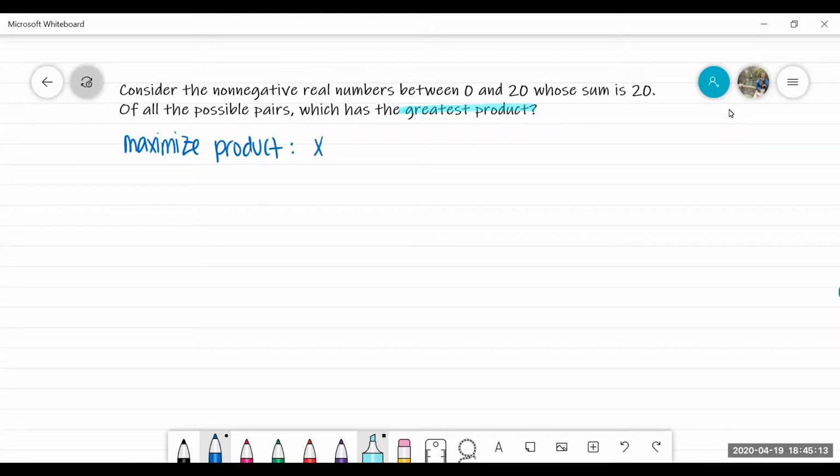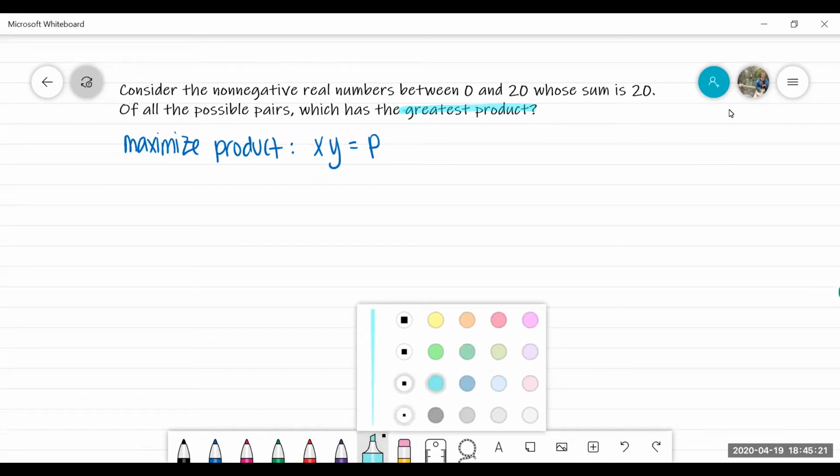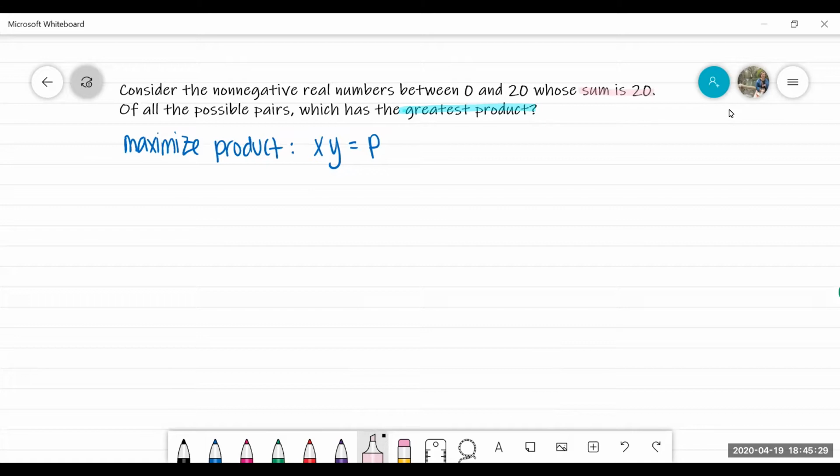Let's just use the letters X and Y, and that's equal to product, right? This is the thing we want to maximize. But there's more information that's given to us, right? Do you see that we have non-negative real numbers between 0 and 20 whose sum is 20, and I want to focus mostly on things that are going to give me an equation. So when we're talking about a sum who's 20, well, using those same variables, that's x plus y is equal to 20. So in this case, this represents an objective function, and in this case, this represents a constraint.